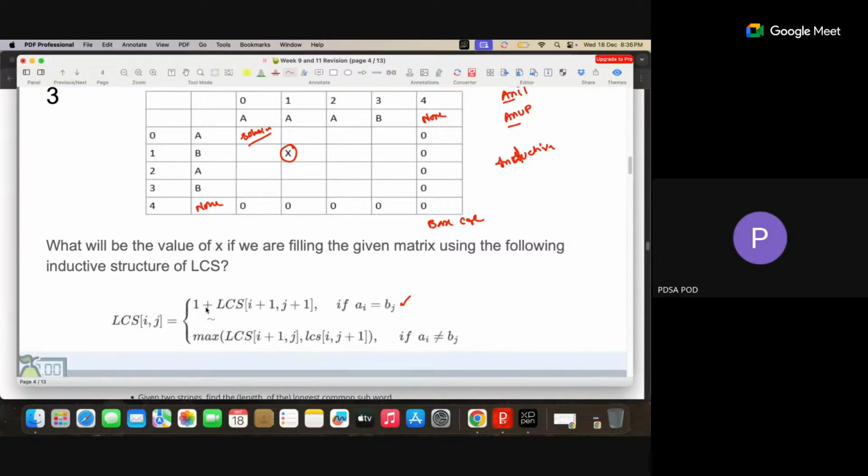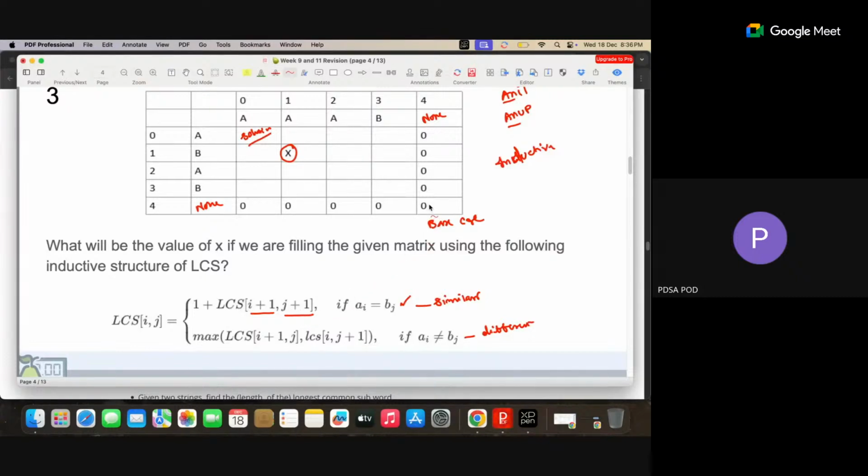Now the interesting inductive structure they have given: i plus 1, j plus 1. It's very simple. Whenever similar characters are found, as opposed to different characters, we take i plus 1, j plus 1. So what is that i plus 1, j plus 1?